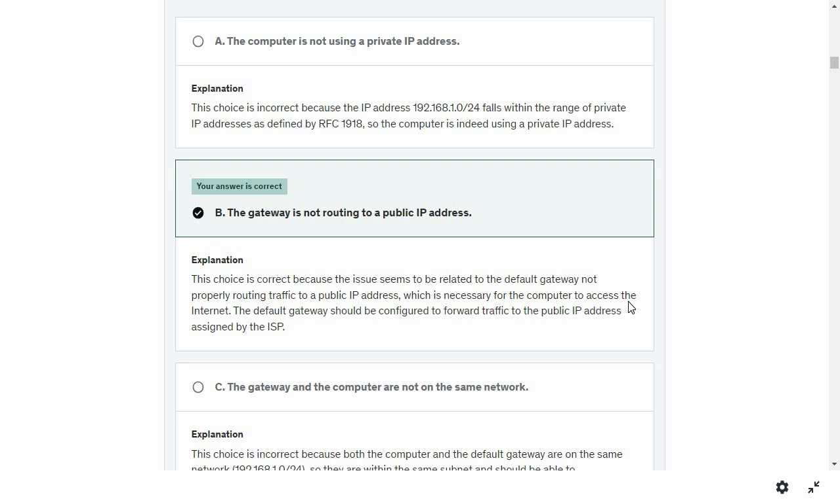B. The gateway is not routing to a public IP address. This choice is correct because the issue seems to be related to the default gateway not properly routing traffic to a public IP address, which is necessary for the computer to access the internet. The default gateway should be configured to forward traffic to the public IP address assigned by the ISP. The gateway is not routing to a public IP address is the correct answer for this scenario.